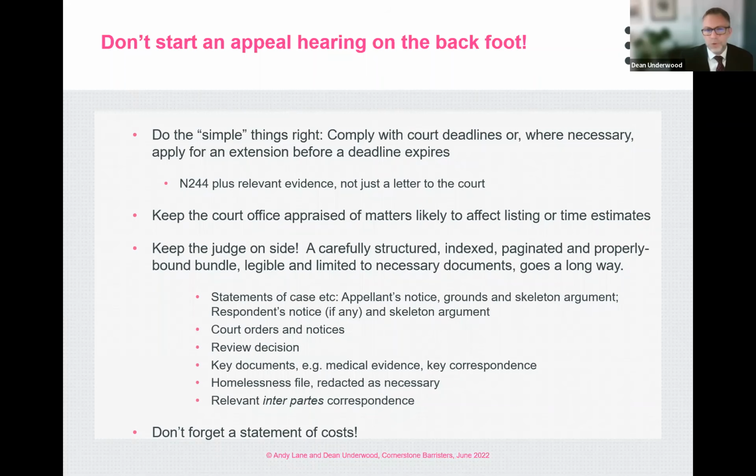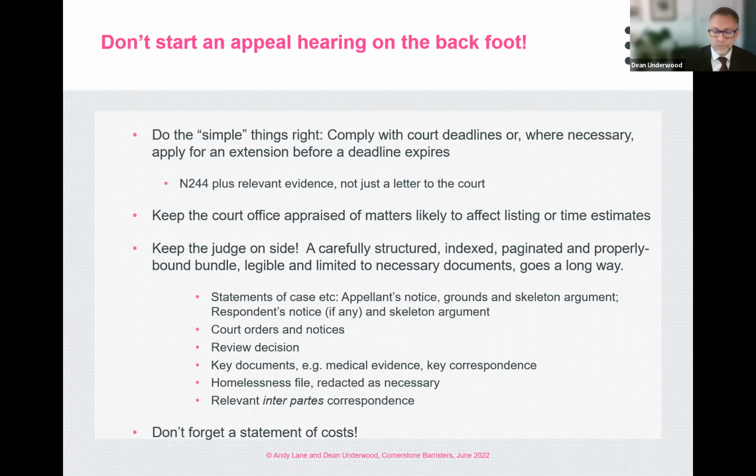In the same vein, keep the court office apprised of any matters that are likely to affect the listing of the case, and indeed time estimates. One particular issue that vexes many judges by the time a case actually gets into court is that they are presented with a bundle and with a number of grounds of appeal and opposition to them that simply do not lend themselves to a disposal within a day. And the complaint frequently made is, well, this is a case in which the party should have been writing to the court to tell us that the time estimate was not going to be sufficient and that further time would be needed, or indeed, where the issues are narrow, that only half a day would be required.